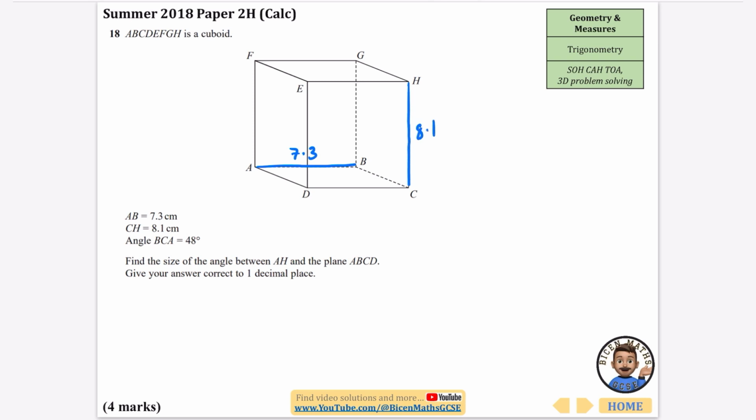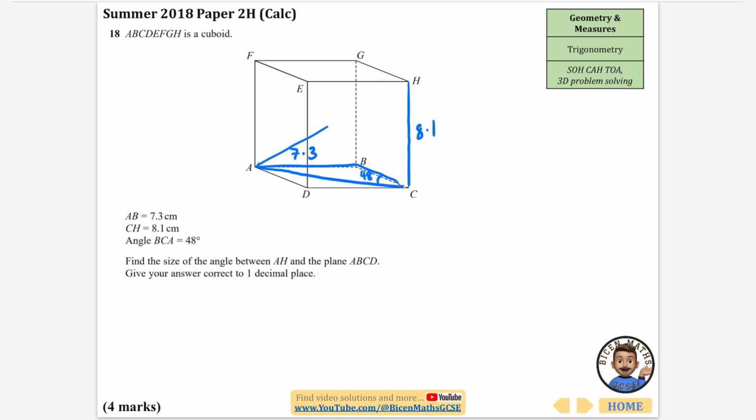And angle BCA is 48. So BCA is 48. That means I'm going to have to draw in this sort of diagonal line here, and this one is 48. So this one that I'm talking about is kind of flat on the floor. And we're going to try and find the angle between AH and the plane ABCD.